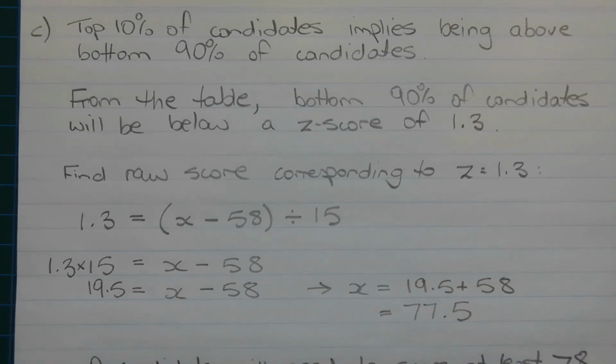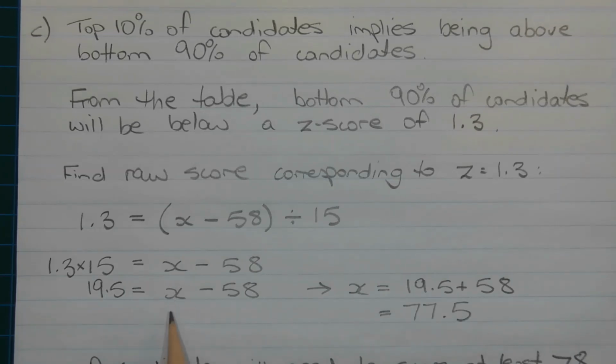So we need to reverse the z-score formula that we used in Part A. So a z-score of 1.3 is equal to (x minus 58), where x is our raw score, divided by the standard deviation of 15. We're going to move this divided by 15 over to the other side, and it becomes a multiplication. So 1.3 times 15 is equal to x minus 58. Now 1.3 times 15 is 19.5. So the equation simplifies to 19.5 is equal to raw score minus 58.